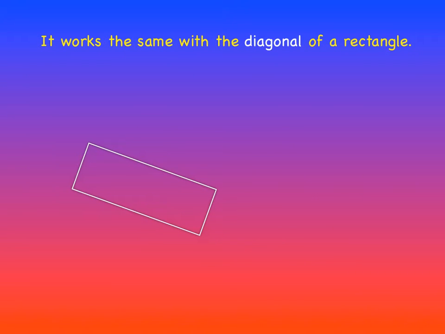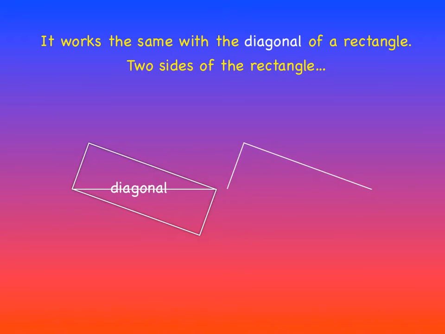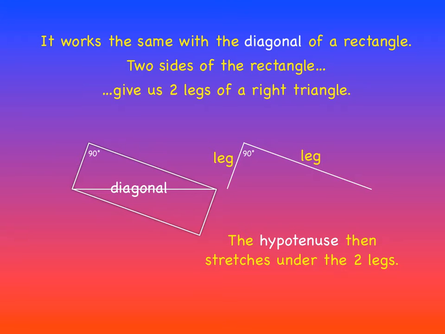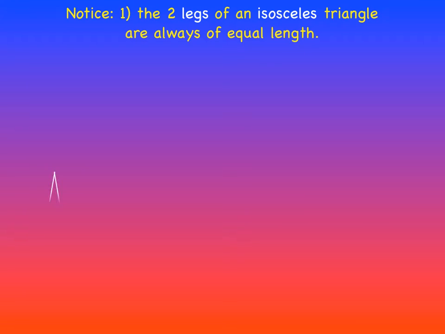It works the same with the diagonal of a rectangle. Here's a diagonal connecting the two corners. Two sides of the rectangle give us two legs of a right triangle. And the hypotenuse then stretches under the two legs. Notice, the two legs of an isosceles triangle are always of equal length.